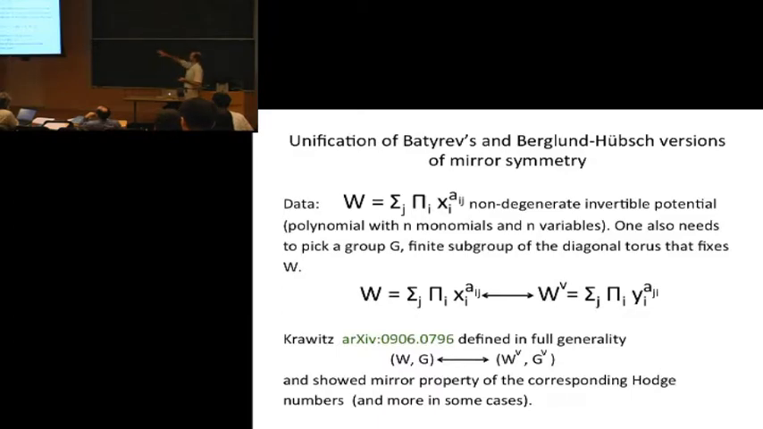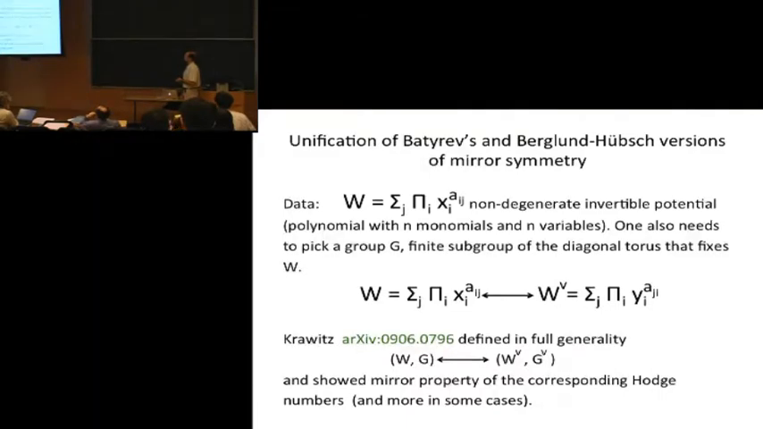What you start with is a polynomial in n variables, which contains n monomials. There are some very difficult to satisfy conditions of non-degeneracy. The singularity of the corresponding hypersurface should only be at zero. That makes it almost close to a Fermat-type polynomial. There are some exceptions. You can put in a single variable here and there, but it's close to that. And then the duality that Berglund-Hübsch proposed simply means transposing the matrix of degrees.